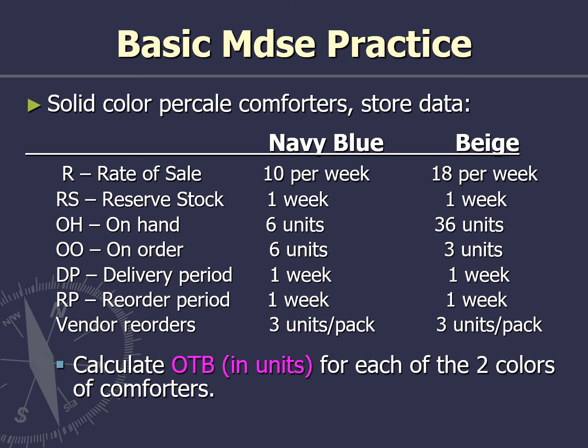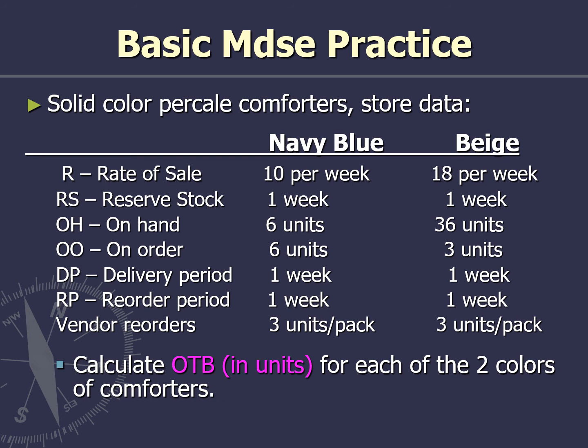The reserve stock is the same. We want to have 1 week's sales worth of inventory reserved. On hand, we have 6 units of navy blue and 36 units of the beige comforters. So we've got a lot of beige right now in the store. On order, we've got 6 units of navy blue comforters that are coming right now, and 3 units of beige that are on order. Delivery period and reorder period are all 1 week for both navy blue and beige comforters. And the vendor likes us to place orders in every 3 units, so it's a pack of 3 units that we're going to have to order.